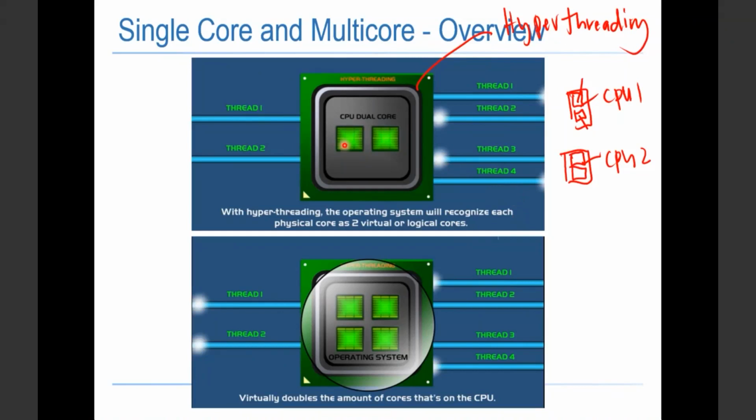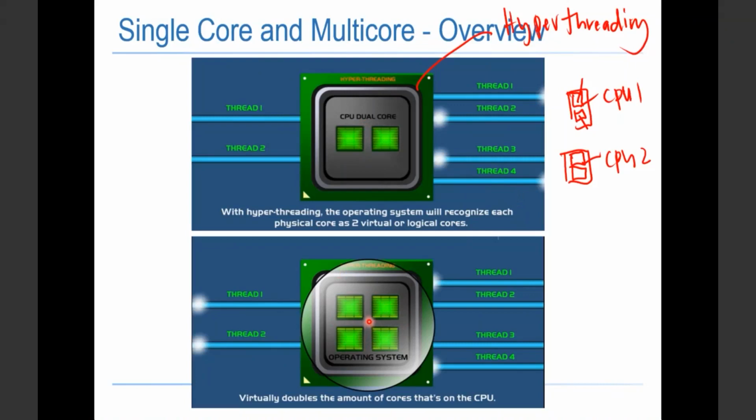Okay, so we have 2 physical CPU. Virtually, the hyper-threading doubles the number of your cores that are on the CPU. So this dual core processor will be recognized, okay, you have the dual core processor, now it will be recognized as having 4 cores through the lens of the operating system.